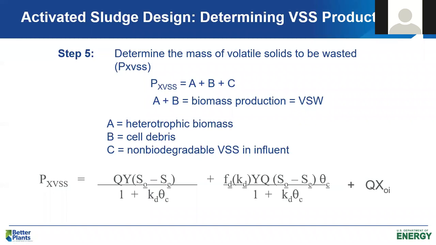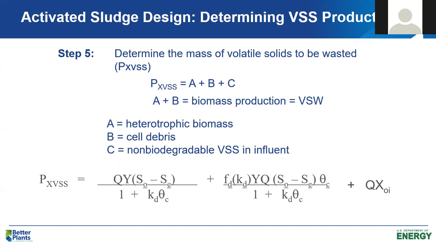Step five, we want to determine the volatile solids production, or the volatile solids that we'll waste from the system each day. And you say, well, what do you mean by that? Well, these relationships are based on assuming a steady state analysis. So we get the activated sludge process up and running, and it's achieved a quasi steady state. Then, when everything's working well, we want to keep it operating at that level, because we found that works well for us. So however much biomass we produce each day, that's how much we want to waste from the system each day to keep our operating parameters where they are.